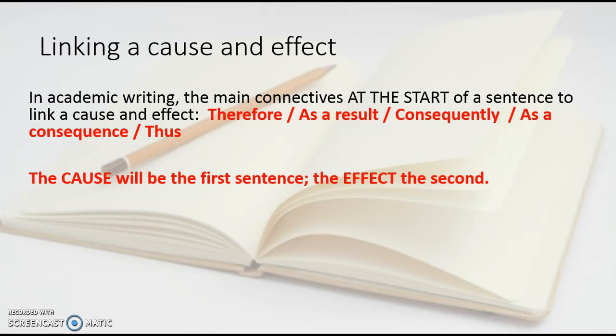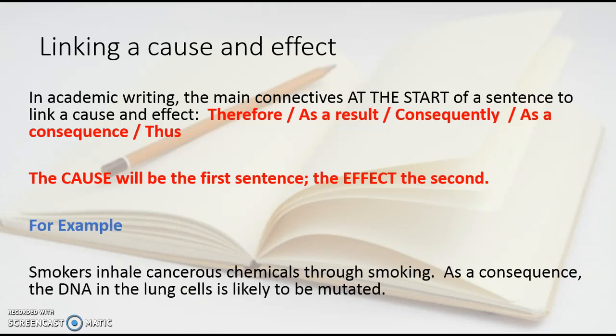Now, it's important to bear in mind that the cause will always be the first sentence, the effect the second. So in this case, smokers inhale cancerous chemicals through smoking. As a consequence, the DNA in the lung cells is likely to be mutated. So as we can see here, the smoking and the inhaling of cancerous chemicals during the activity of smoking is the cause, and the result of breathing in this smoke is the damage to the DNA in the lungs.